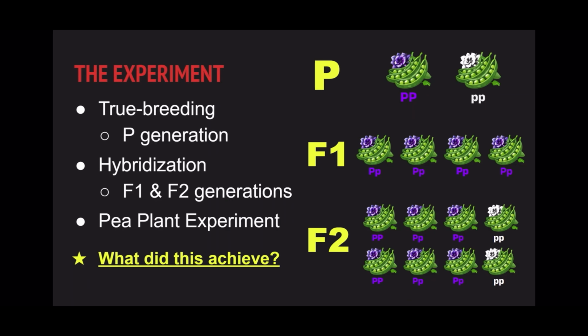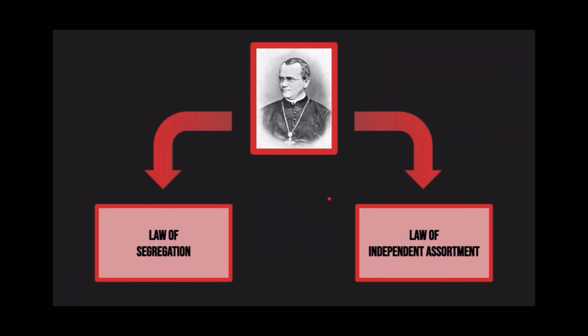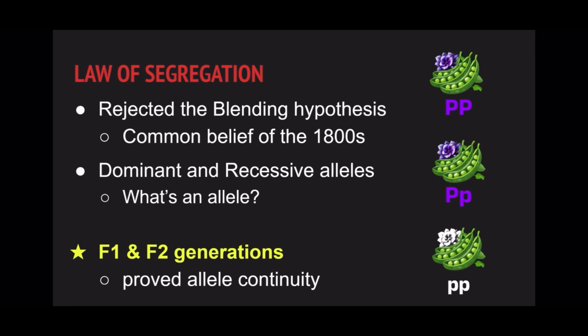And so from this, Mendel developed two key laws, the law of segregation and the law of independent assortment, both of which we'll explore in detail. The law of segregation states that an organism carries two alleles for each gene, one from each parent. These alleles separate during gamete formation so that each gamete carries only one allele, and this would disprove the old blending hypothesis that was commonly believed, that hypothesized the traits would simply mix together, almost like paint.